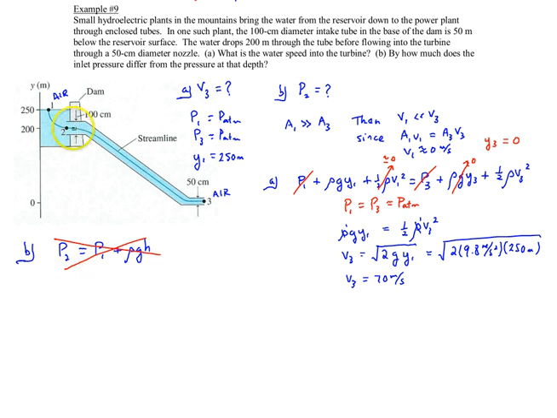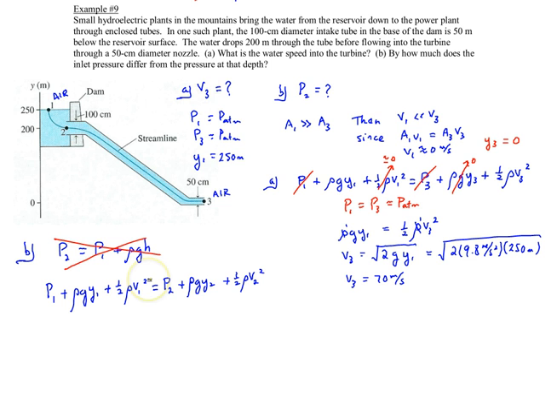So what we're trying to find is the intake pressure at 2. So let's go from point 1 to 2. Now you could also go from 2 to 3, but I'm just going to look at 1 to 2. So the pressure at 1 plus rho g y1 plus 1/2 rho v1 squared equals the pressure at 2 plus rho g y2 plus 1/2 rho v2 squared. Okay, now pressure at 1 is the atmospheric pressure right here.